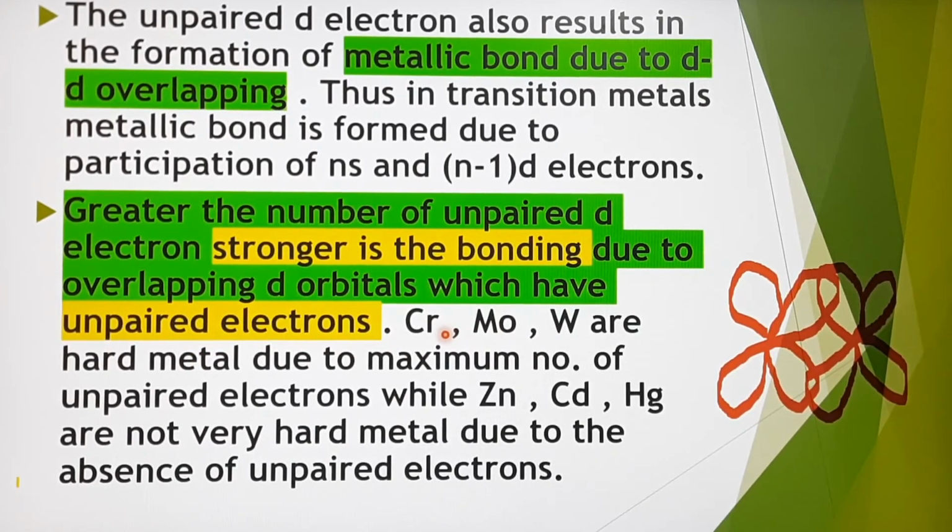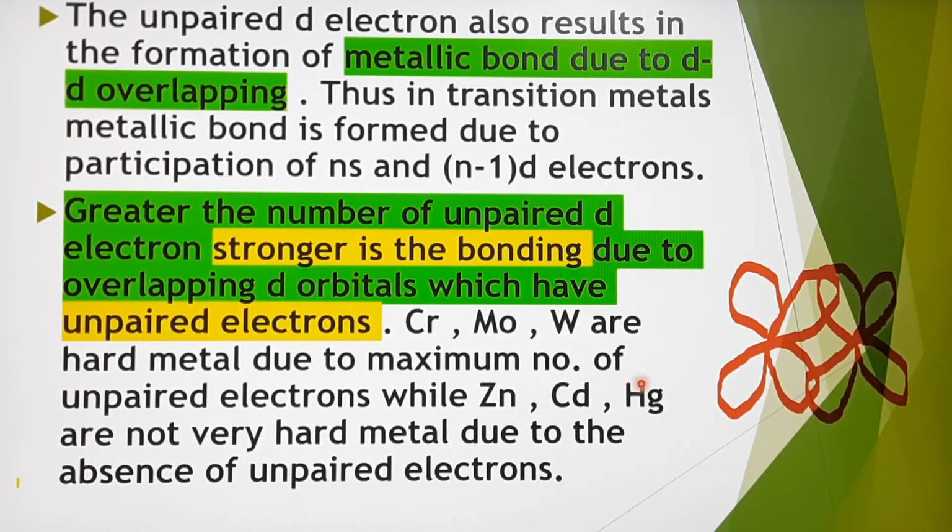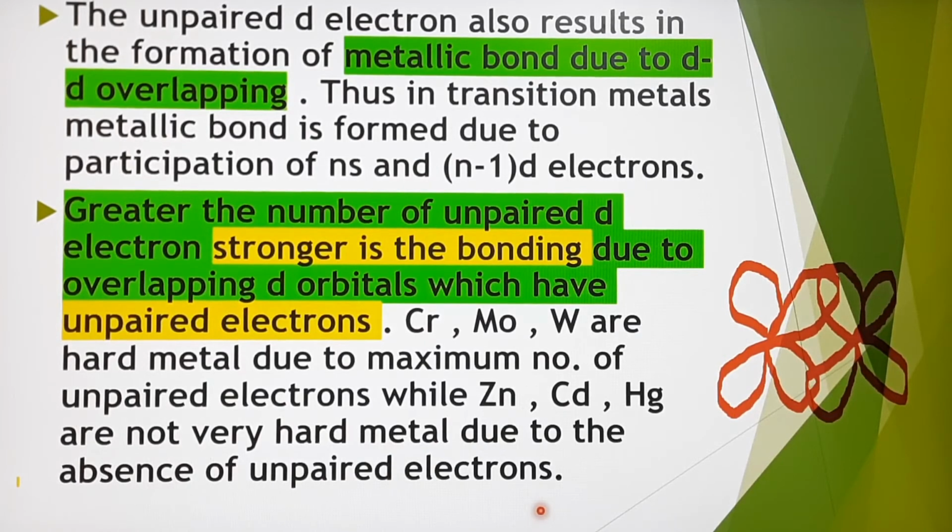That's why chromium, molybdenum and tungsten, which are present in group 6, are hard metals because of having 6 unpaired electrons, 5 in d and 1 in s. So these are the hard metals, while if we study zinc, cadmium and mercury, they are not very hard due to absence of unpaired electrons. So in case of zinc, cadmium and mercury, this dd overlapping is not possible. That's why mercury exists as a liquid.